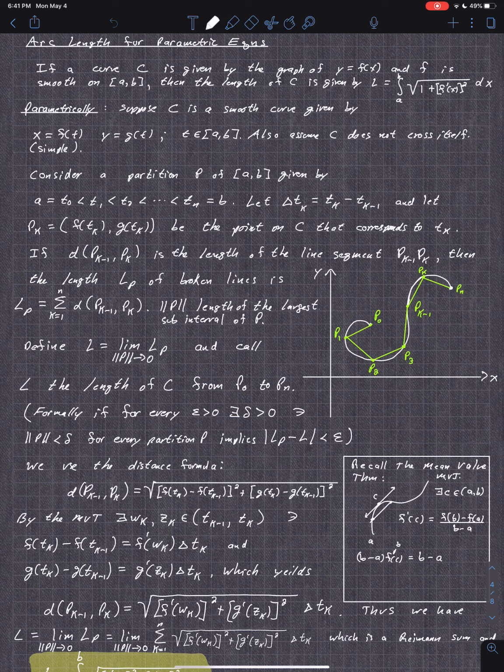Now let's look at arc length for parametric equations. There's a lot here too, so pause and copy as you go. If a curve C is given by the parametric equations we were looking at before, it's defined parametrically. So this is how arc length is defined.